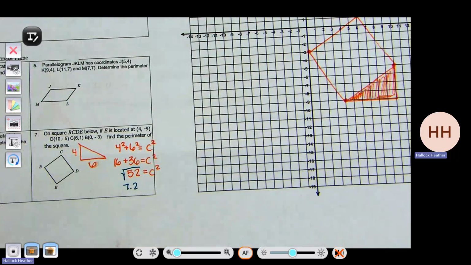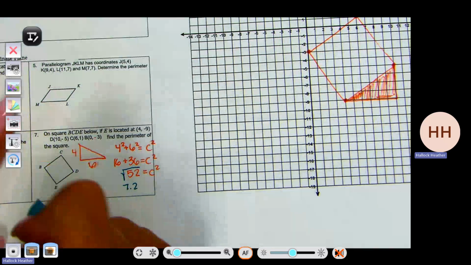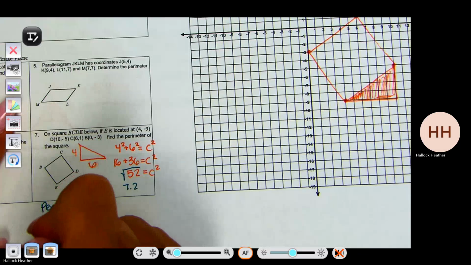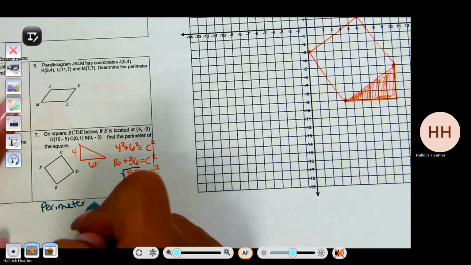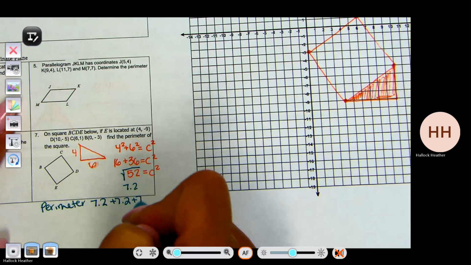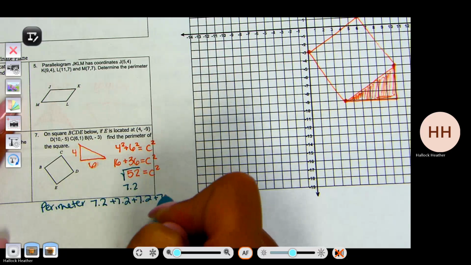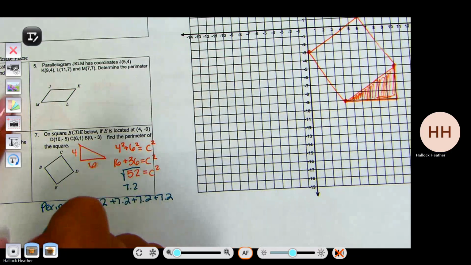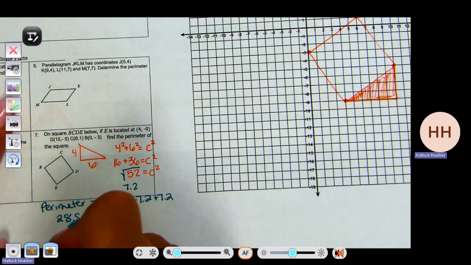Now, the goal is to find the perimeter. A square has 4 congruent sides. So you're doing 7.2 plus 7.2 plus 7.2 plus 7.2, or 7.2 times 4. Okay. Find your perimeter, and that's it. So what's the answer? 28.8.